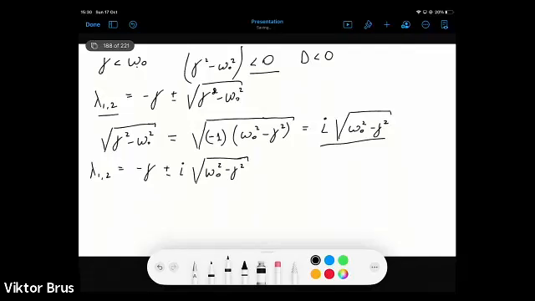Okay, so that will be the solution of our characteristic equation, assuming the underdamped case, when gamma is smaller than omega naught. So the general solution for our differential equation in this case will look like this. x as a function of t will be e to the power of minus gamma t. So it's the exponent which we took out from the parentheses before.